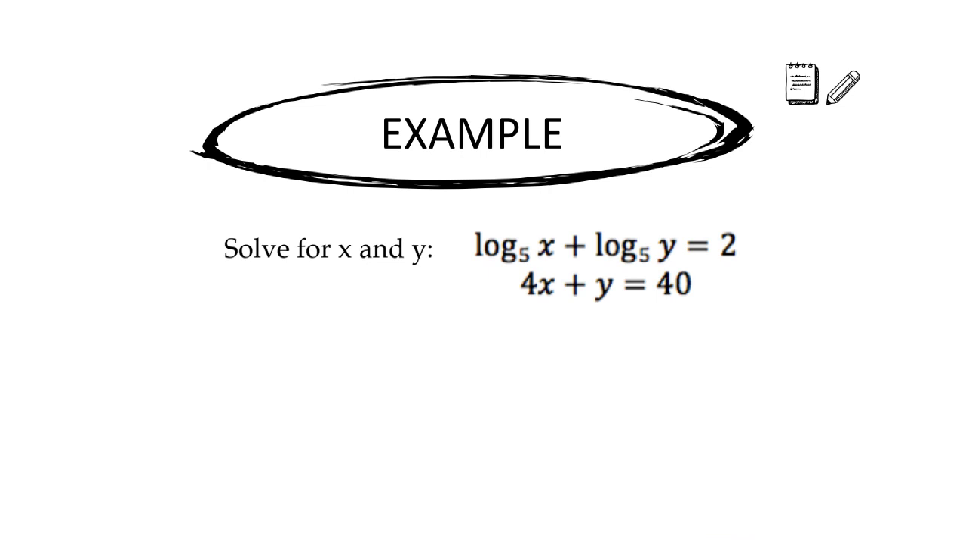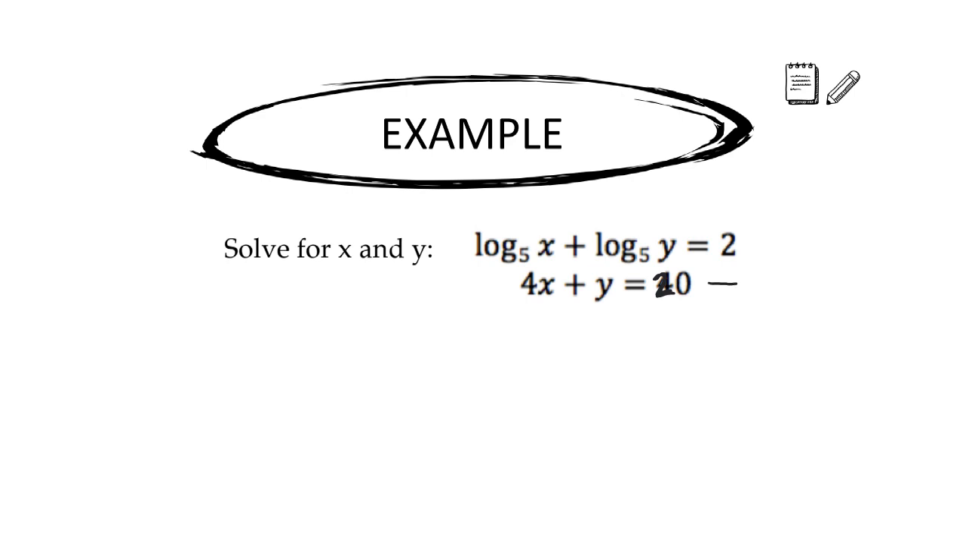So in our last example here, I have a quick correction. I'm solving for x. I've got a system of equations. The first equation is logarithmic, log base 5 of x plus log base 5 of y equals 2. And my second equation is 4x plus y is equal to 20. Just a quick change there to make this work out a little nicer.